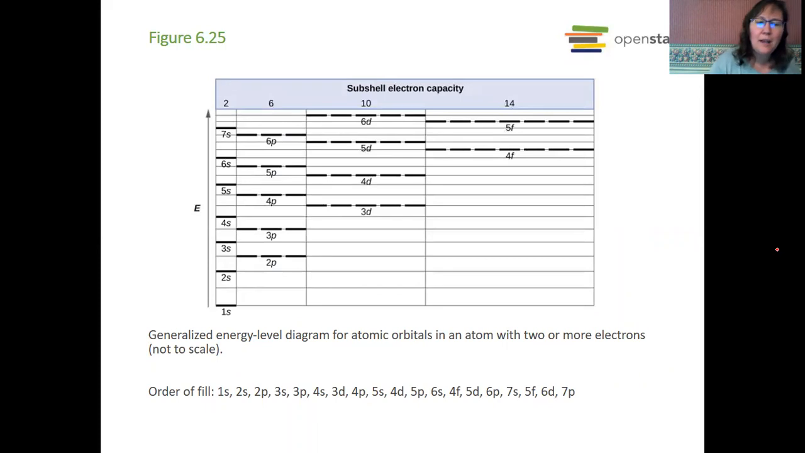All right, so this image is showing you a little bit about how that fill goes. Oh, hang on, I'm trying to move things around my screen to see them.